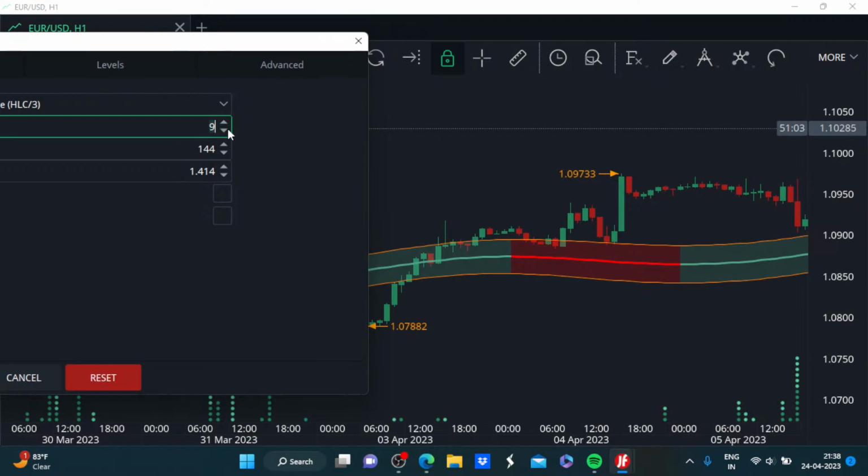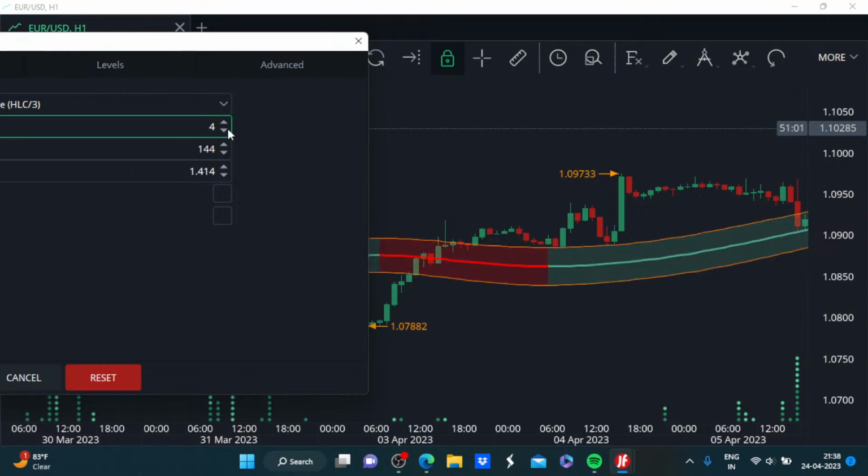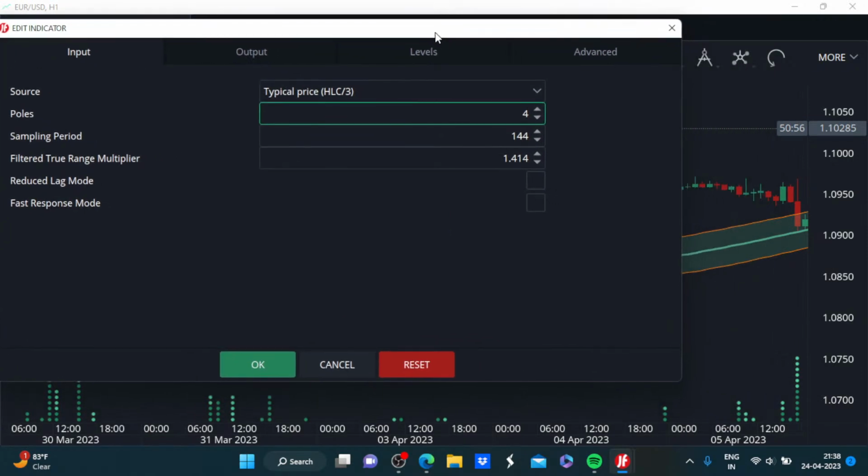The maximum value is 9. Now I am again going to revert back to the default. The sampling period, the number of candles which are being used for calculation, is defined at 144.